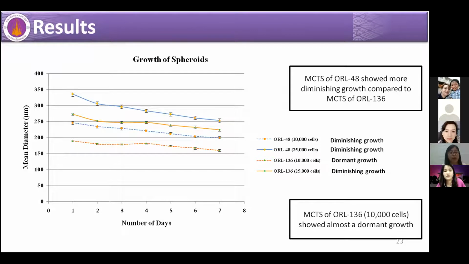Here we can appreciate the growth pattern of the spheroids, and you can see this diminishing growth with time. ORL48 showed more diminishing growth than ORL136. If you look particularly at ORL136, the last line, for 10,000 cells, they more or less show a dormant growth.